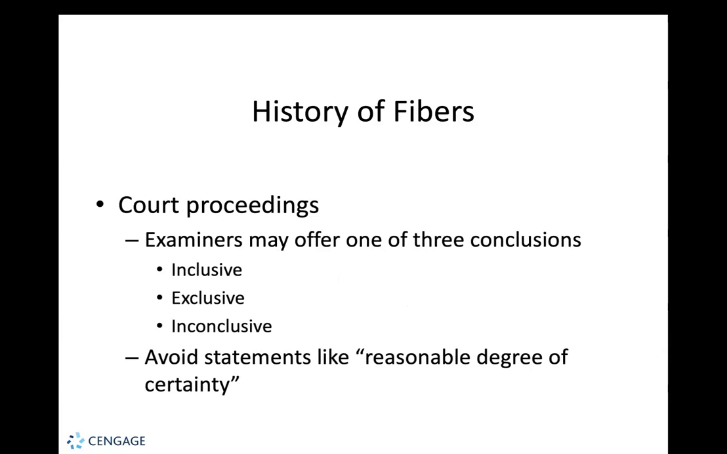Within court proceedings, examiners may offer one of the following three conclusions. One, inclusive. Two, exclusive. Or three, inconclusive. And you really want to avoid statements like reasonable degree of certainty because with fibers, it's not going to be 100% certain. Again, this is class evidence, not individual evidence. Inclusive means that it can be included or was part of the crime scene. Exclusive means you can exclude somebody. Inconclusive means you can't make a conclusion one way or another.